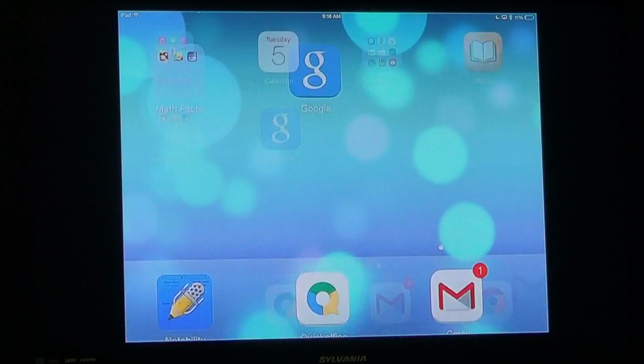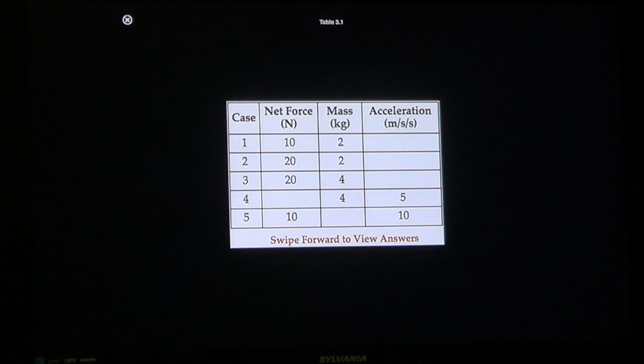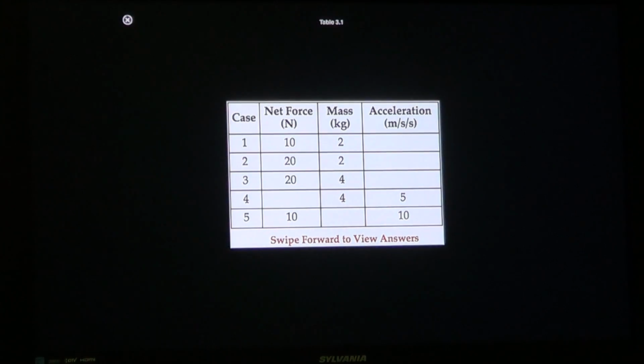Alright, so let's do some questions. First of all, if you look at this table, based on that formula, what would the acceleration be in case 1? 5. How did you get 5? 10 divided by 2. Good, because net force divided by mass equals acceleration, or mass times acceleration equals net force. What would be the acceleration in case 2? 10. Good. 3. 5. Good.